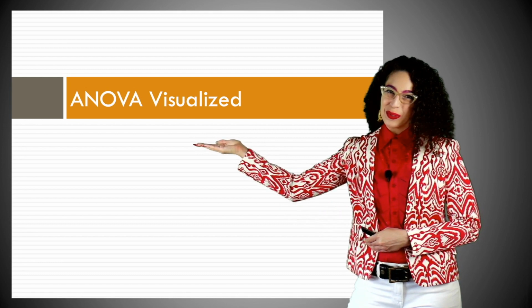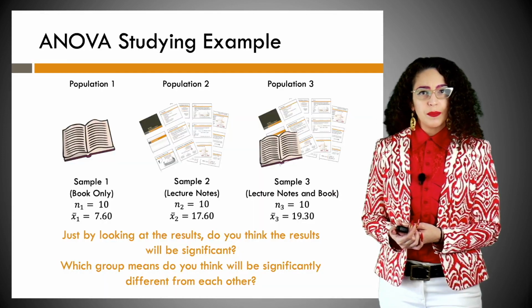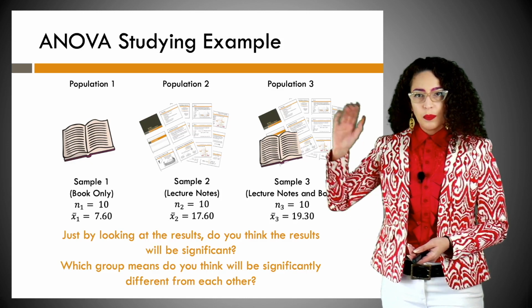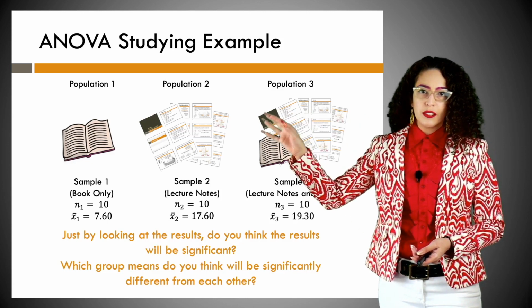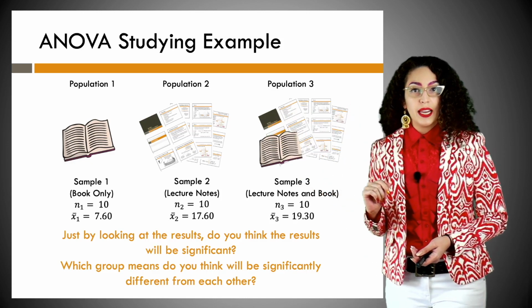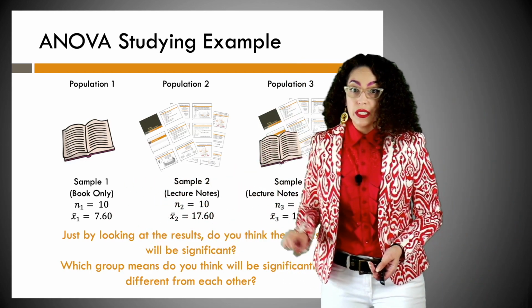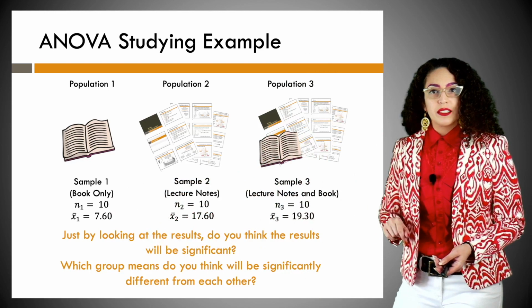ANOVA Visualized. Let's go back to our study example. We have 3 groups and each group has 10 people in it. In group 1, they use the book only, group 2, lecture notes only, group 3, lecture and book. Then we have means of 7.6, 17.6, and 19.3 respectively.